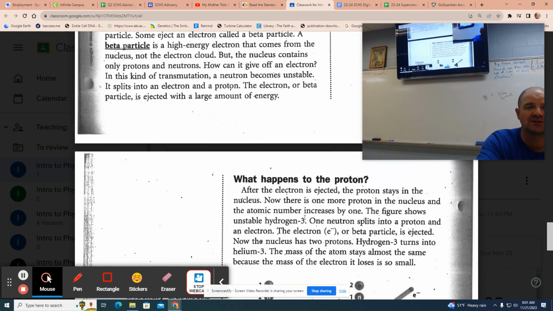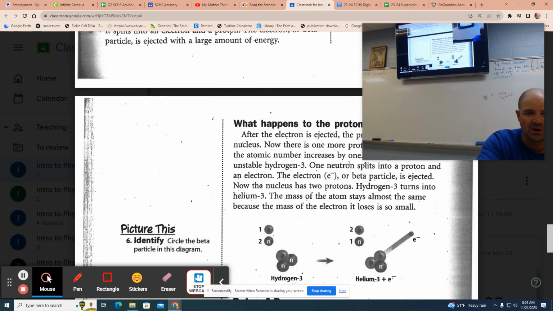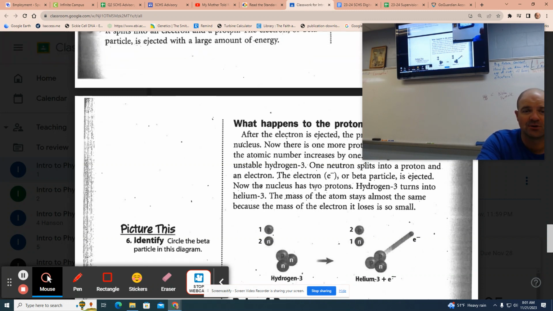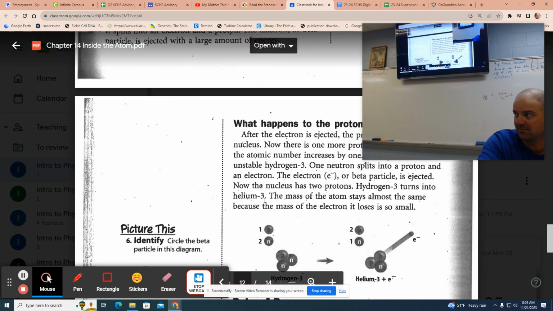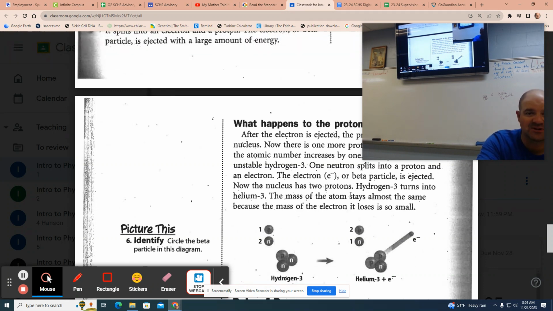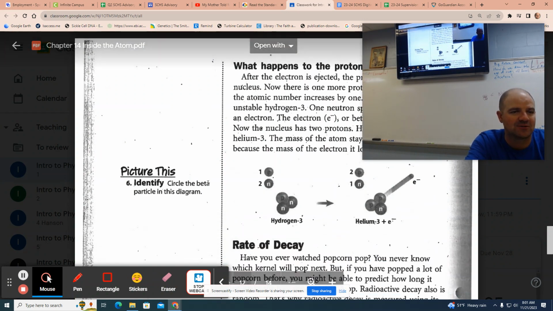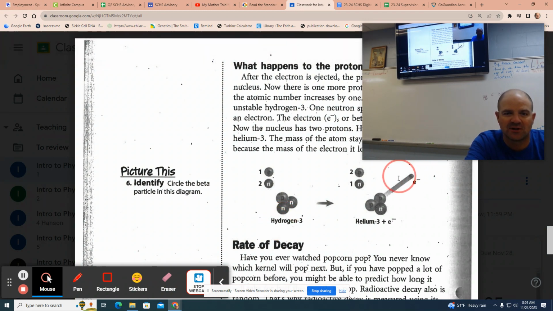The figure shows unstable hydrogen 3. 1 neutron splits into a proton and an electron. The electron, or beta particle, is ejected. Now the nucleus has 2 protons. Hydrogen 3 turns into helium 3. The mass of the atom stays almost the same because, as we said, the mass of an electron is very, very small. Off to the side, it says identify. Circle the beta particle in the diagram. So if we were to do that, you'd be circling this guy right here, right? That's your beta particle.